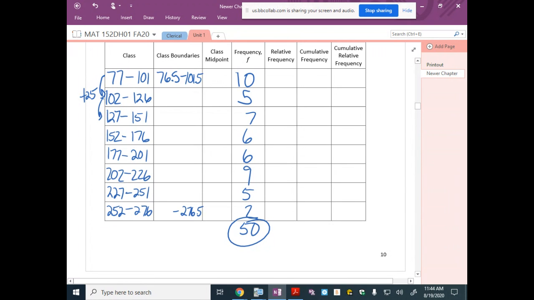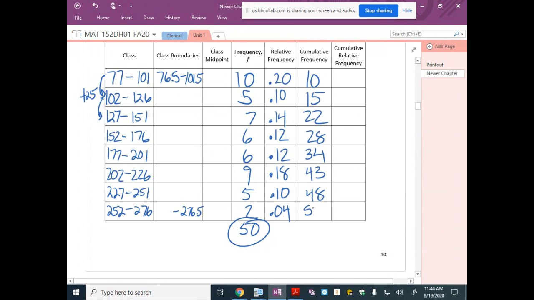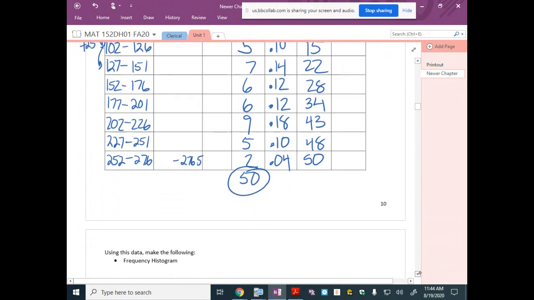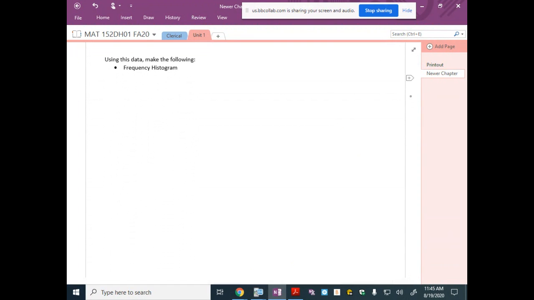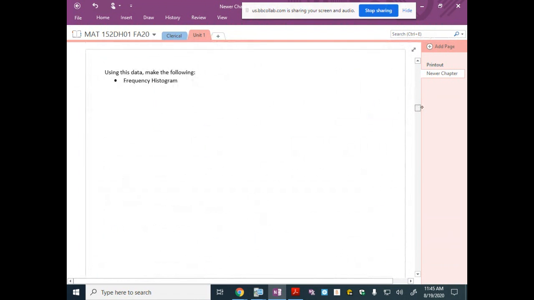So the relative frequency, we would be dividing each of these by 50. The cumulative frequency, 10, 15, 22, 28, 34, 43, 48, and 50. And cumulative relative frequency. Because here's the thing, I'm going to do this just a little bit differently. I'm going to put both the frequency and relative frequency on the same thing. So where did we start that off at? It was 76.5, yes.